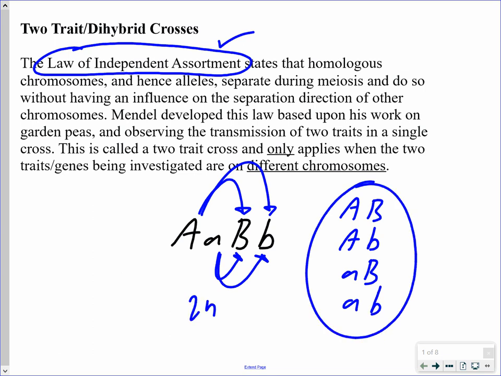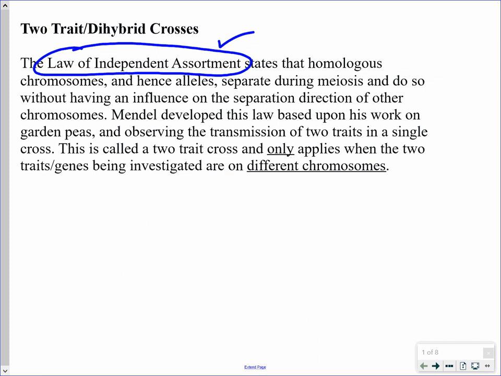Again, as a reminder one more time, this one is a diploid genotype. And on the right-hand side, the ones that I've circled, those are the haploid genotypes. For any of these two trait crosses that we are going to be talking about, the two different genes, the two different traits, it is critical: this only works if we're talking about two separate chromosomes for the different traits and the different genes.